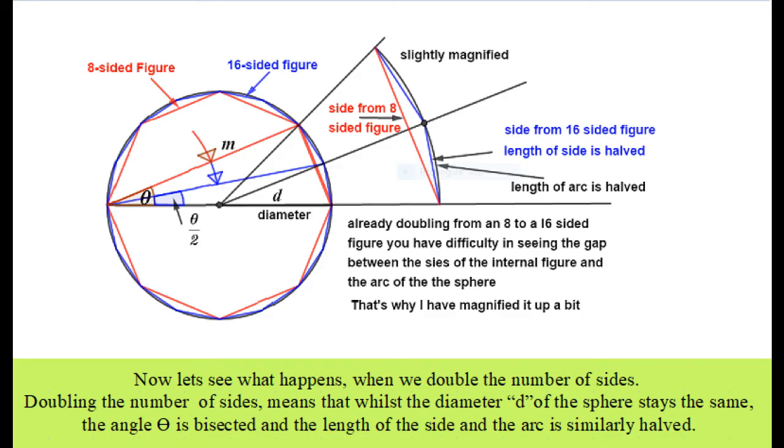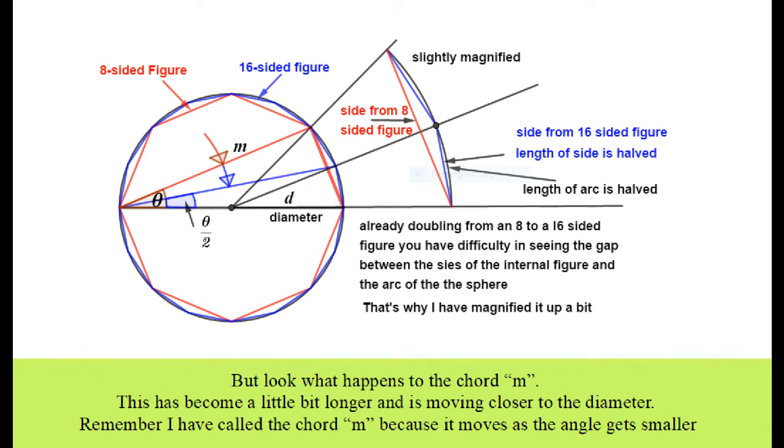Now let's see what happens when we double the number of sides. Doubling the number of sides means that whilst the diameter D of the sphere stays the same, the angle theta is bisected and the length of the side and the arc is similarly halved. But look what happens to the chord M. This has become a little bit longer and is moving closer to the diameter. Remember, I called the chord M because it moves as the angle gets smaller.